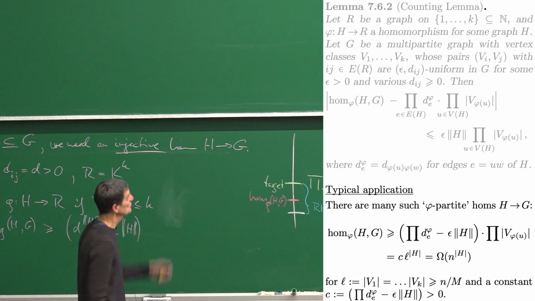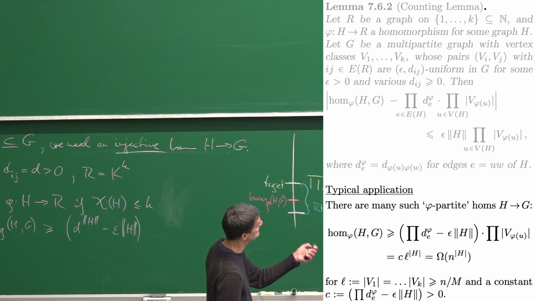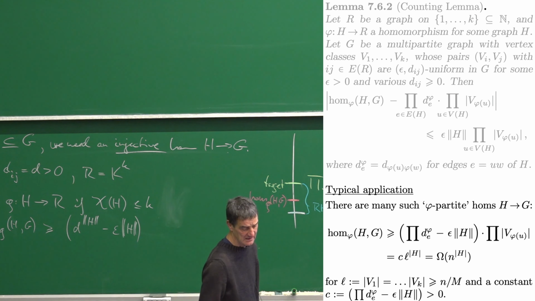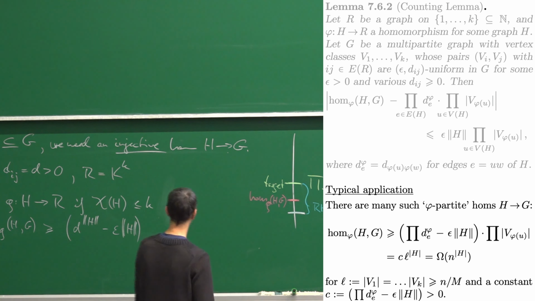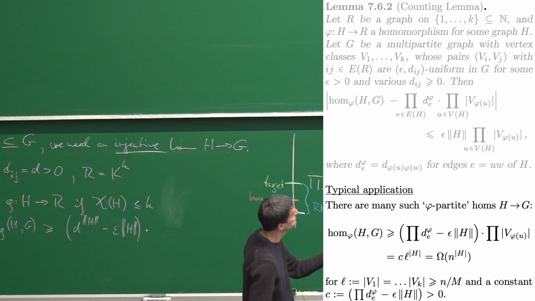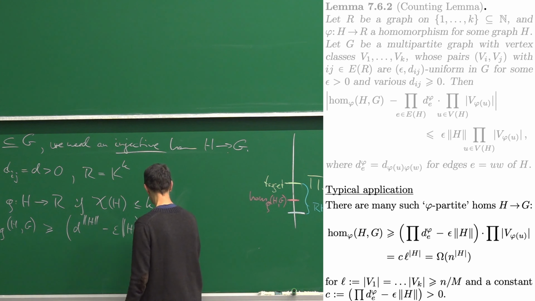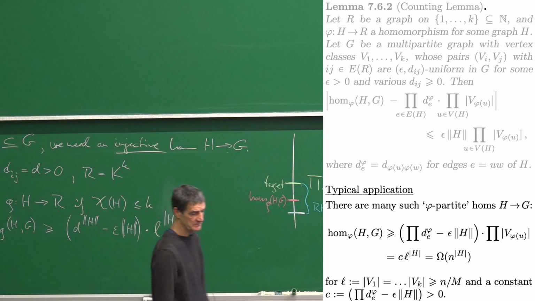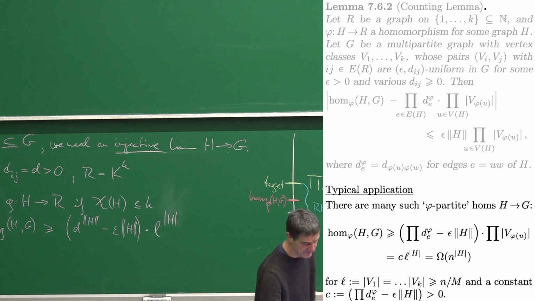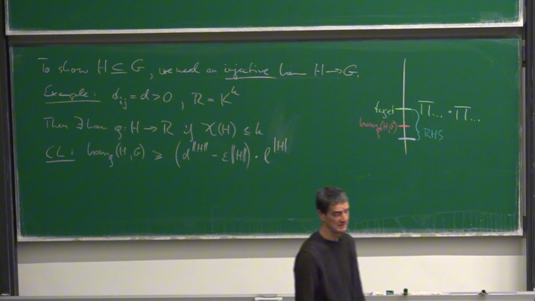So this is just copied from the application of the counting lemma there, and that has to be multiplied now by what? By the product of all these classes. All the classes have the same size. They're all L. How many classes are there? As many as H has vertices. So L to the order of H. Okay. So this is how many homomorphisms we have.